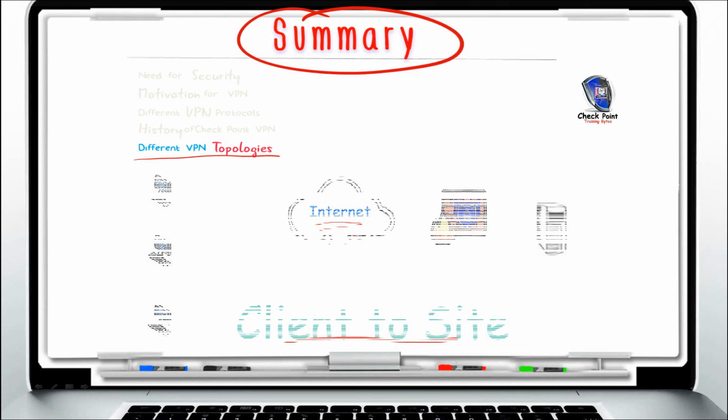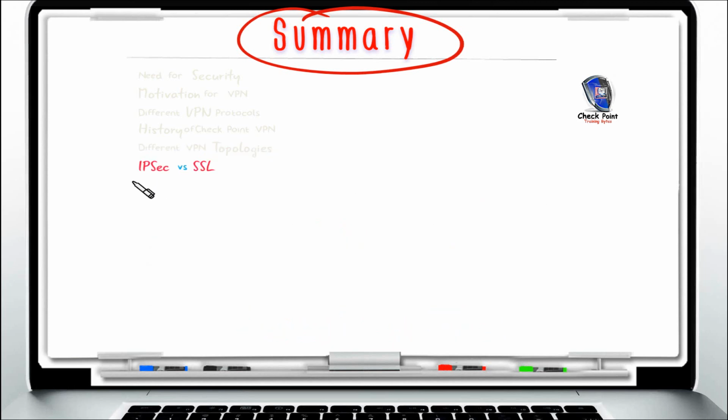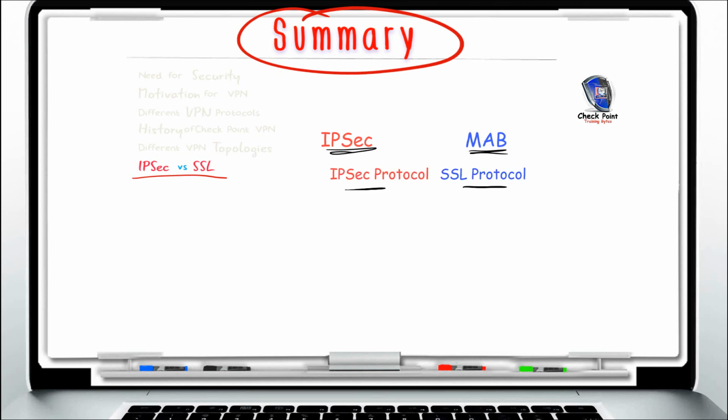hotels, or cafes. Finally, we discussed not only why Check Point offers two different VPN solutions, the IPSEC VPN blade and the Mobile Access VPN blade, but also why Check Point supports two different protocols, the difference between the IPSEC protocol and the SSL protocol. And we also discussed which protocols work with each of Check Point's VPN blades.